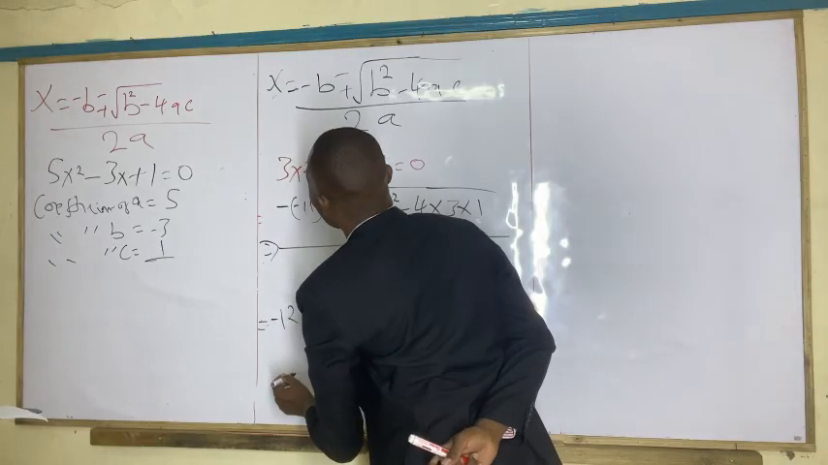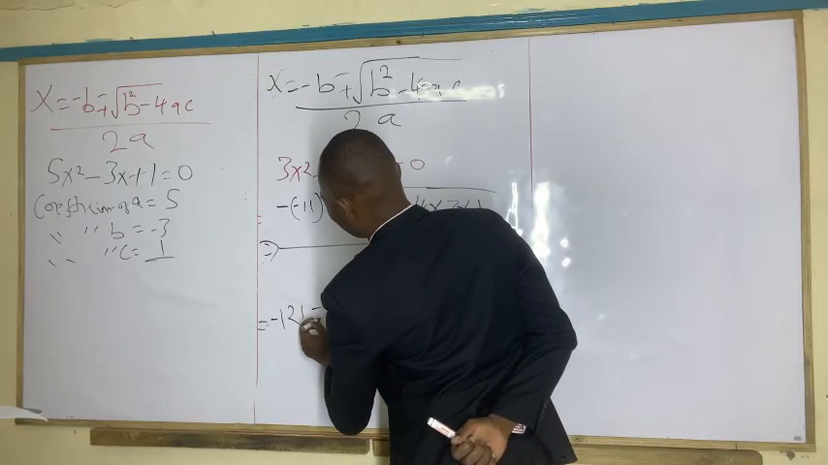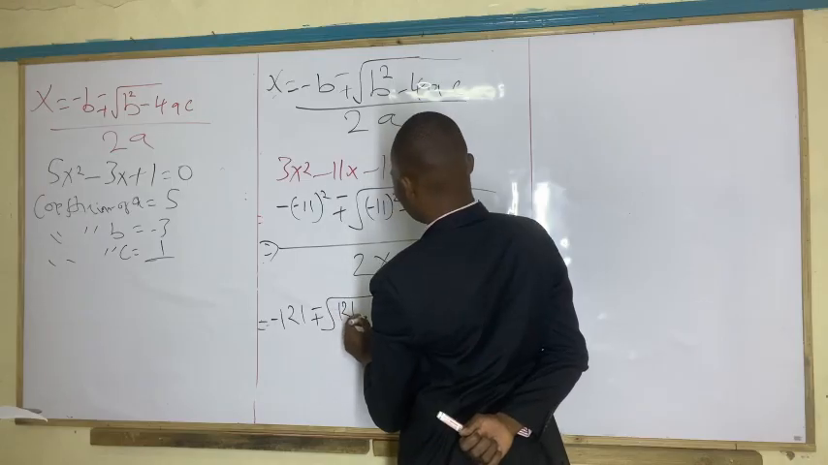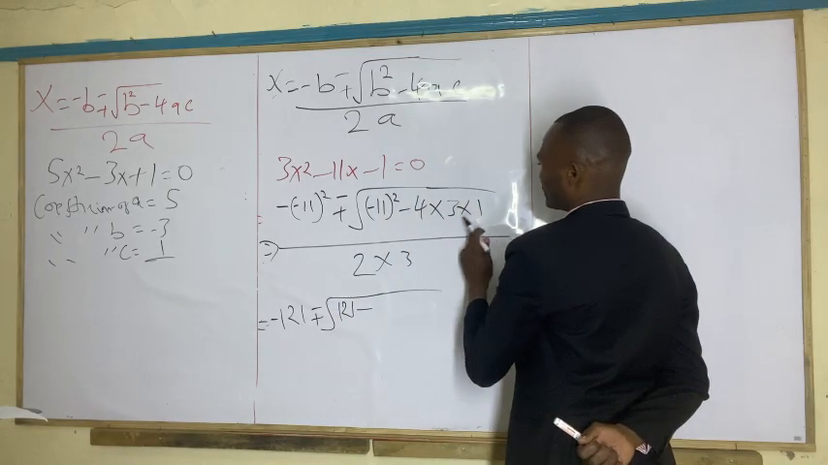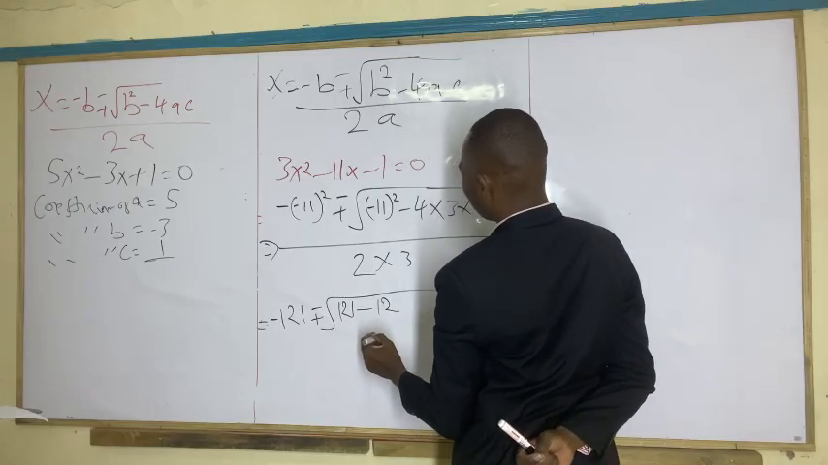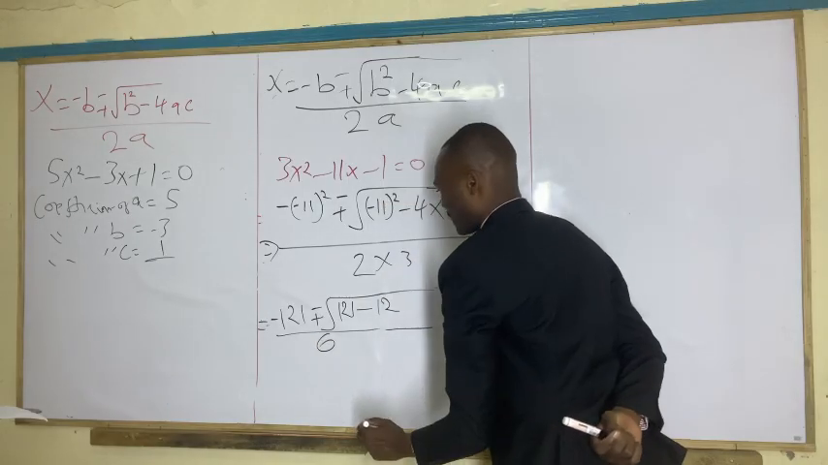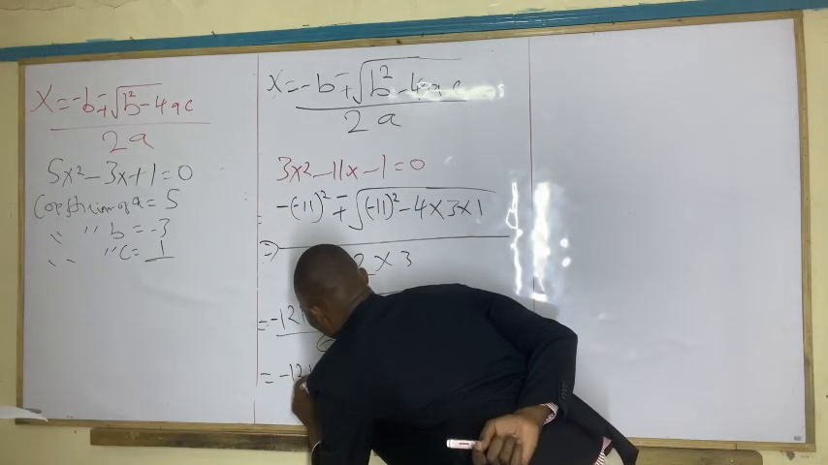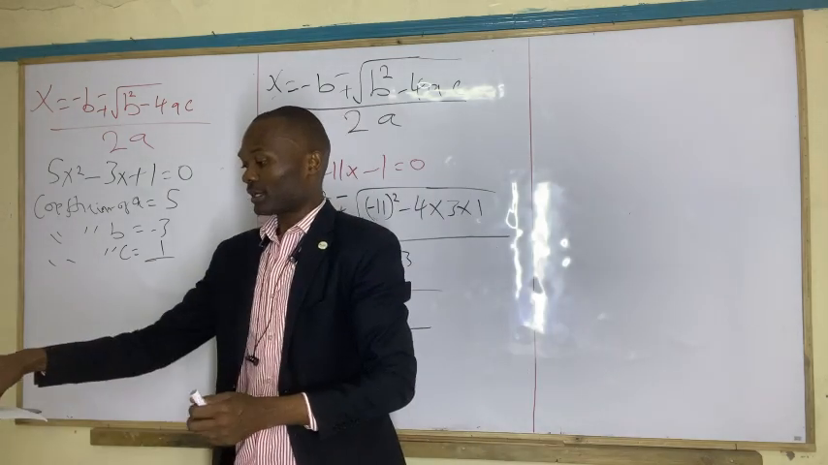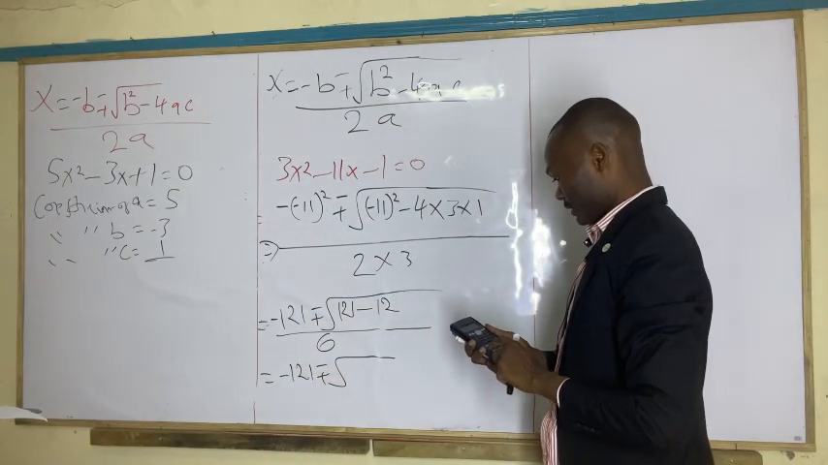Then 121 minus 4 times 3 times 1, that is 12, over 2 times 3 is 6. Therefore x is equal to negative 121 minus plus. Let us see whether the calculator now will work, or it will give us an error, because the other one would have given us an error. 121 minus 12 is equal to 109.